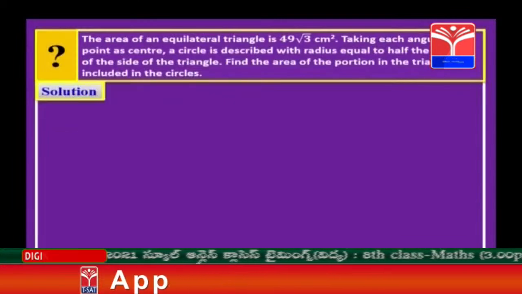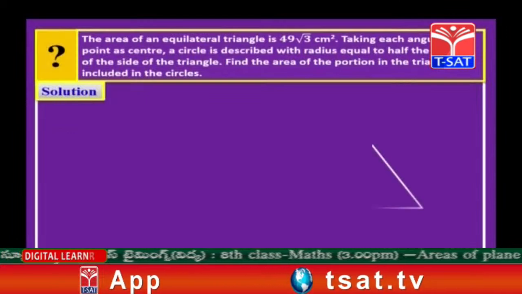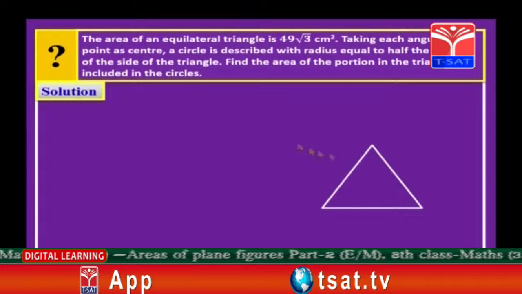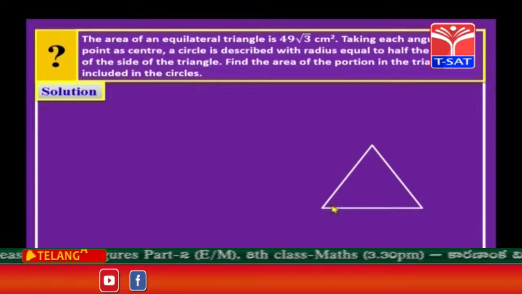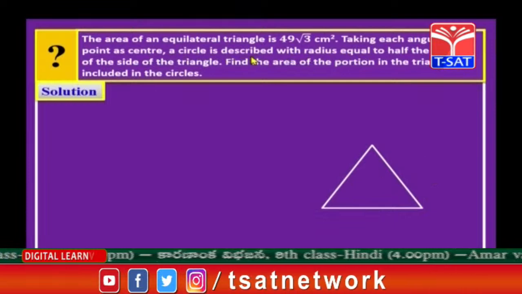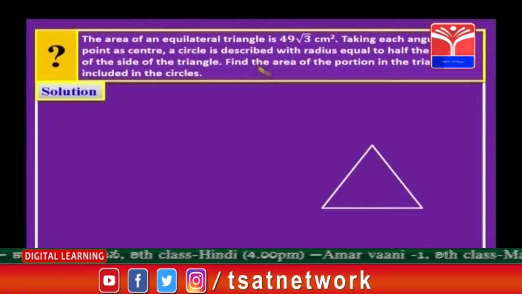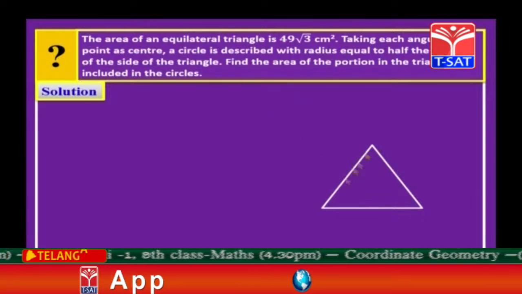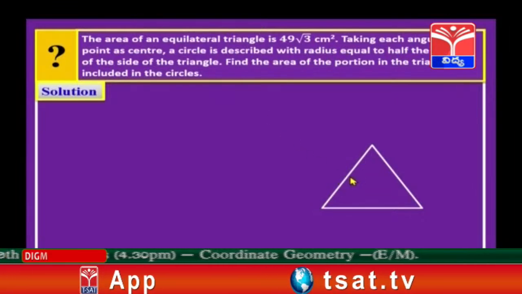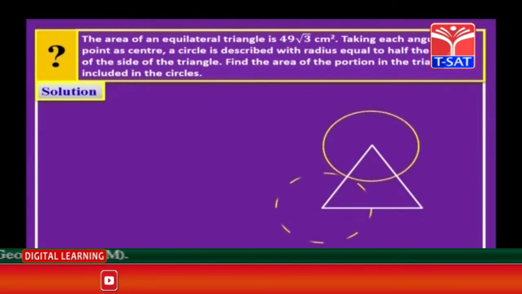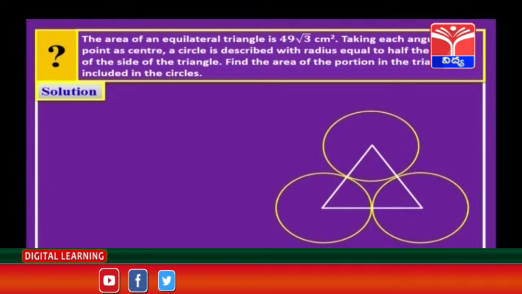So children, there is an equilateral triangle. So let us first draw the equilateral triangle, and taking each angular point as center, this point and these three points as center, we are going to draw a circle. Okay children, and what is the radius of that circle, children? That is equal to half the length of the side of the triangle. So this is the length, half of this length. So let us draw three circles as shown. Yes, we are drawing three circles, children.